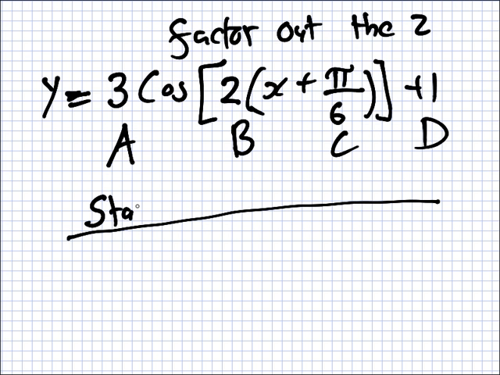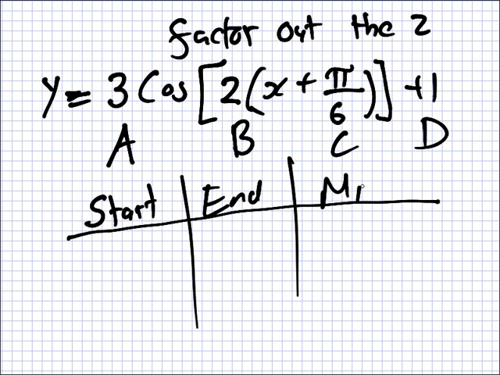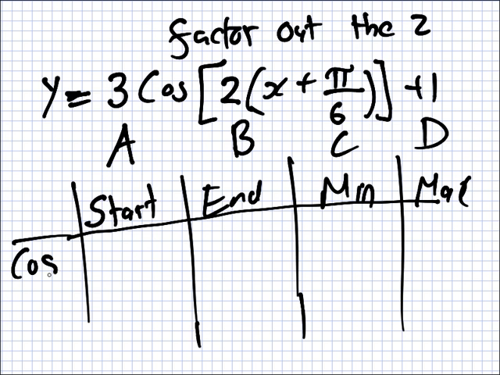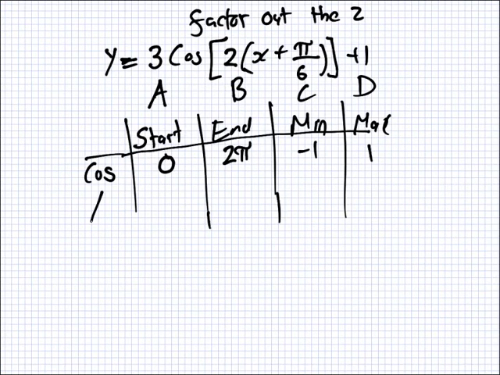Start, end, min, max. Right, so plain old simple cos begins at 0 and ends at 2 pi, very good, and its minimum value is -1 and its maximum 1. Okay, let's see, what is the effect of the A? Minimum and maximum. Very good.